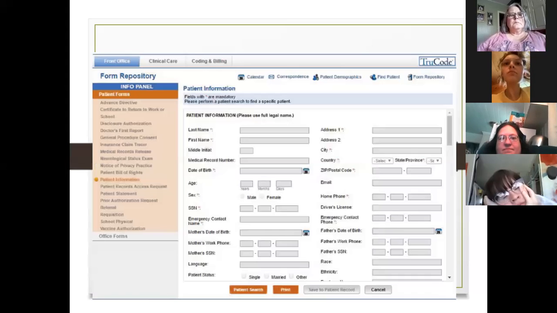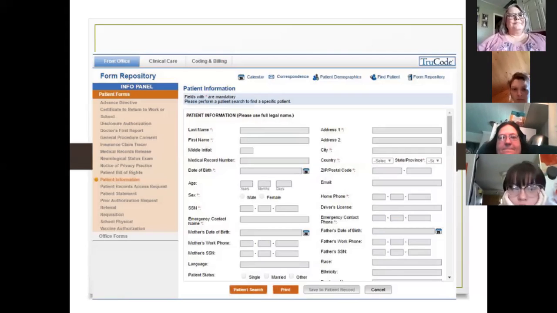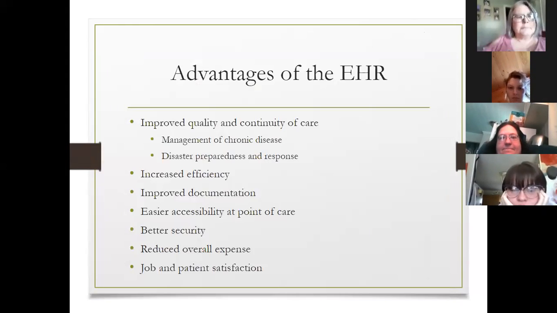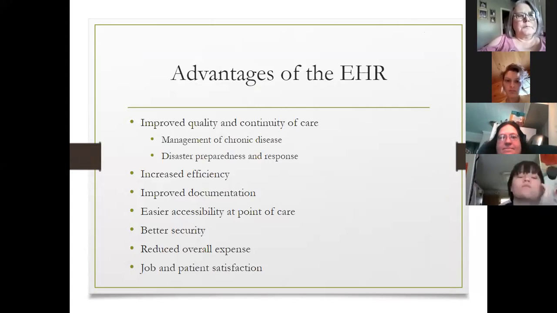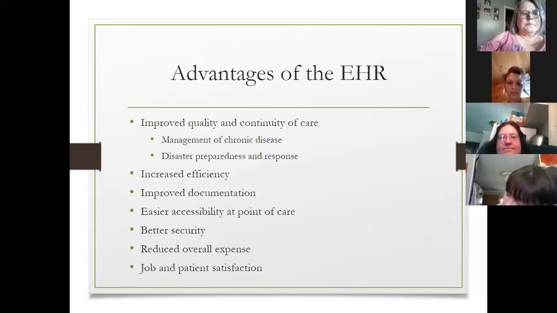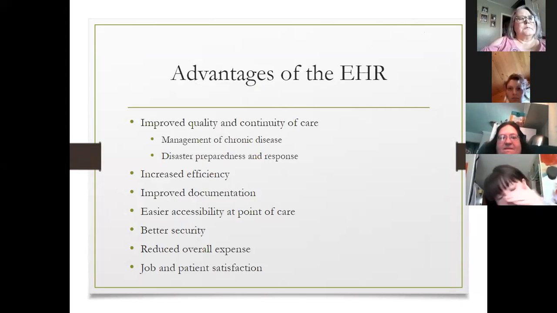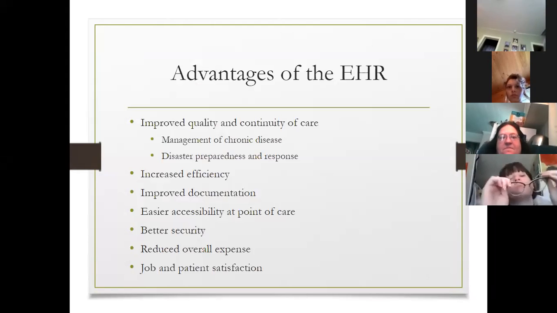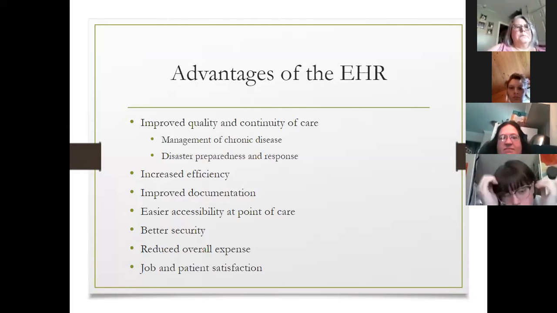Okay, here's just some pictures of when you actually are able to get into your SIMS charting. You're going to be able to go into a simulation playground and you're going to be able to see these things. It's just pictures. Here's some advantages of the EHR. Improved quality and community of care, management of chronic diseases, disaster preparedness response. I wonder if we had any of that in place at this point. Increased efficiency, improved documentation, easier accessibility at the point of care, better security, reduced overall expense, job and patient satisfaction.